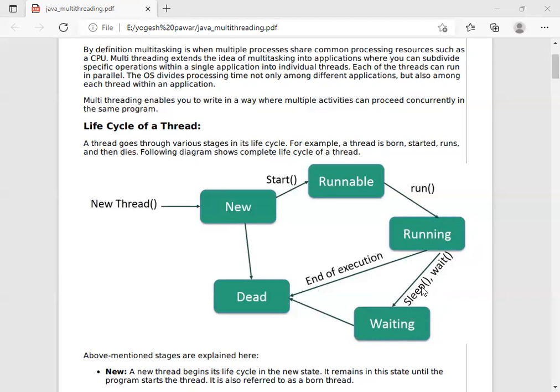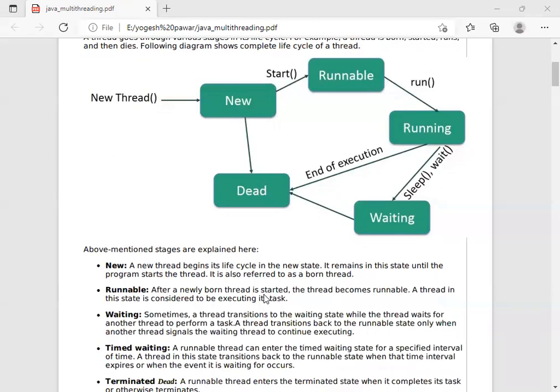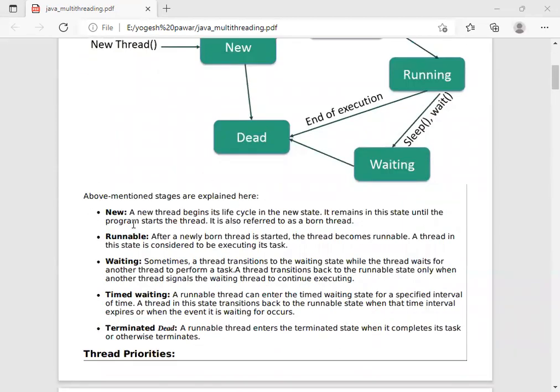Similarly, sleep is provided with milliseconds. Let us say that sleep(1000) is written within the brackets, then after 1000 milliseconds, automatically the program will enter into the running state. Okay, and after completion of all the processing, it enters into the dead state. Okay, this is just explained here.